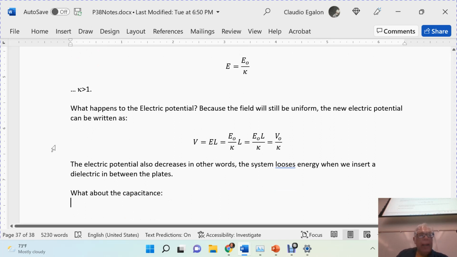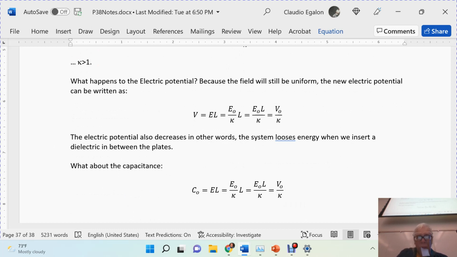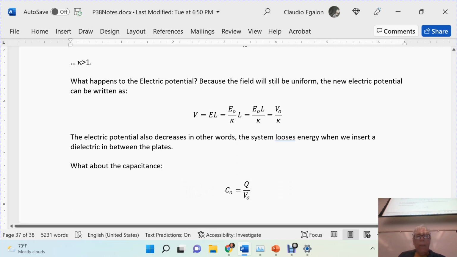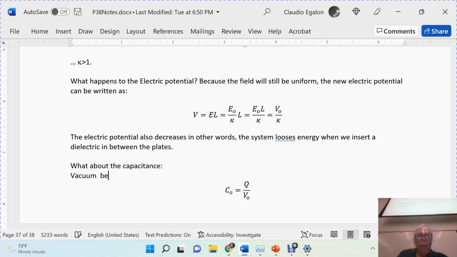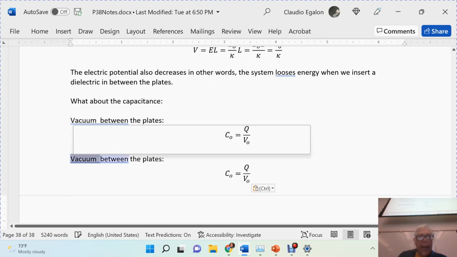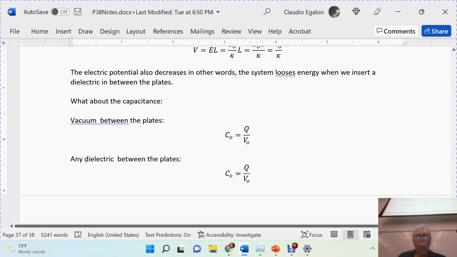Let's not forget the capacitance by definition. Let's start with the capacitor in the vacuum. It's going to be Q divided by V naught. Capacitance with vacuum between the plates, and with any dielectric between the plates, I'm going to write as C equals Q over V.